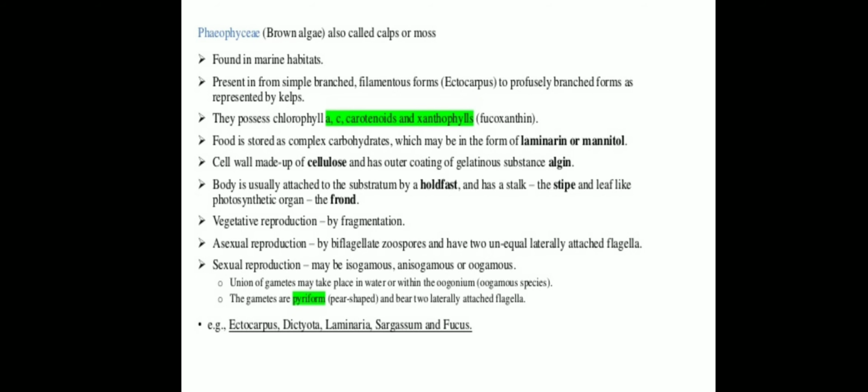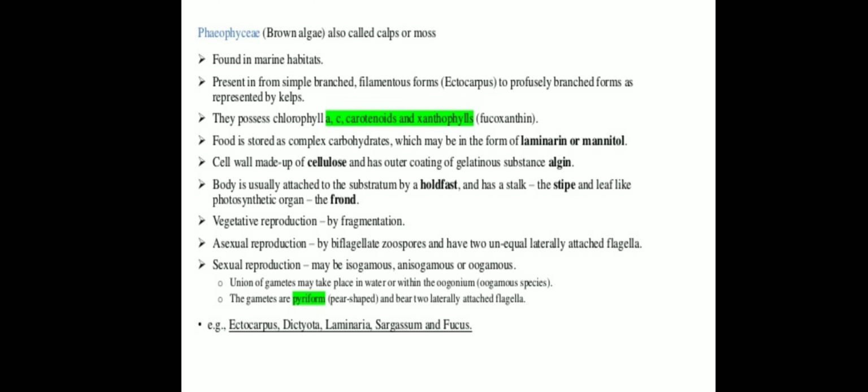Next one is brown algae. Brown algae are also called kelps or moss. They are found in marine habitats, present from simple branched filamentous forms to profusely branched forms as represented by kelps. They possess chlorophyll A and chlorophyll C. They also contain pigments called carotenoids or xanthophylls, that is fucoxanthin. And food is stored as complex carbohydrates, which may be in the form of laminarin or mannitol.